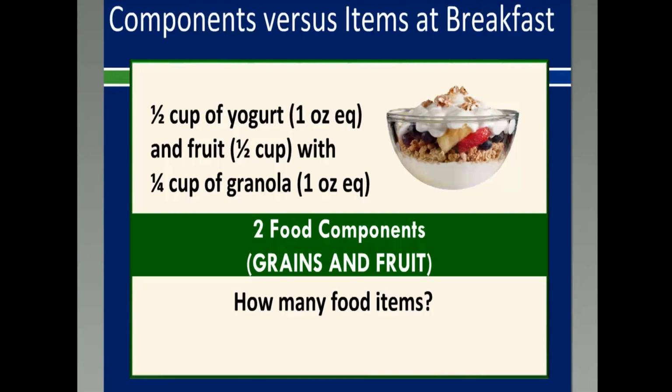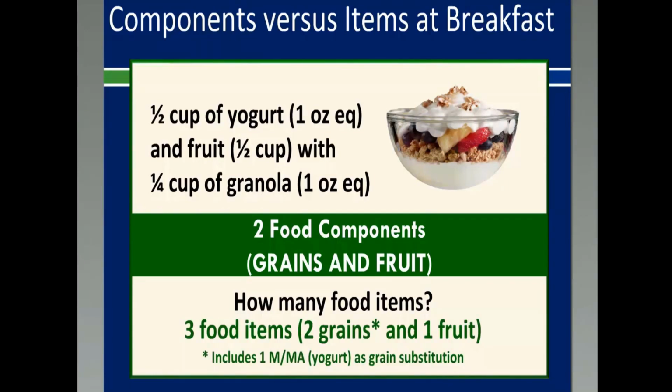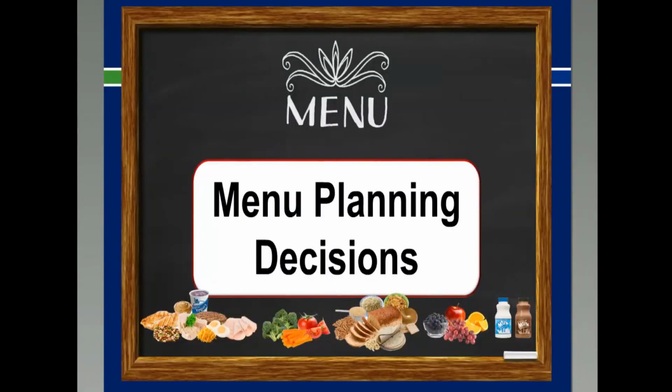Here we have half a cup of yogurt at the 1 ounce equivalent, half a cup of fruit, and a quarter cup of granola equaling 1 ounce equivalent grain. 2 food components, the grains and the fruit. It comes out to be 3 food items because of the 2 grains. The yogurt at breakfast falls under the grains component, and then we have 1 fruit.